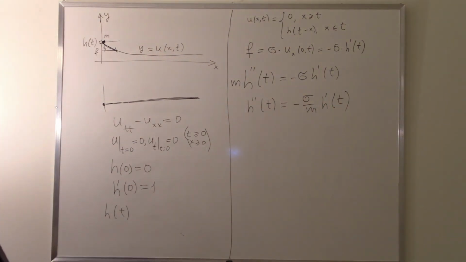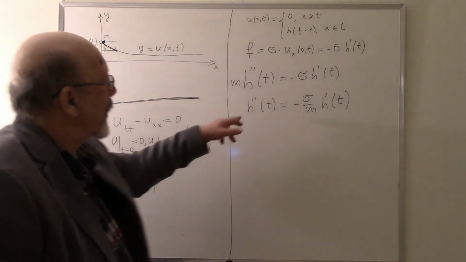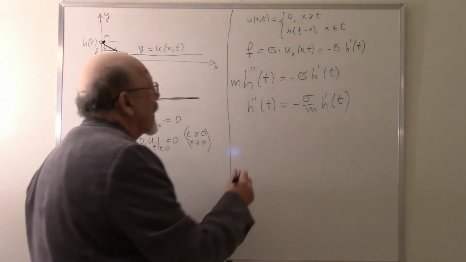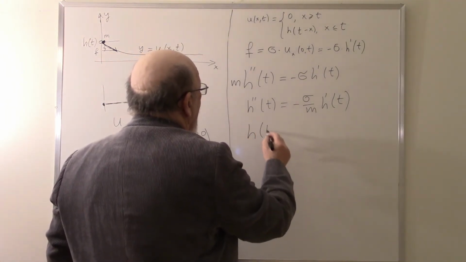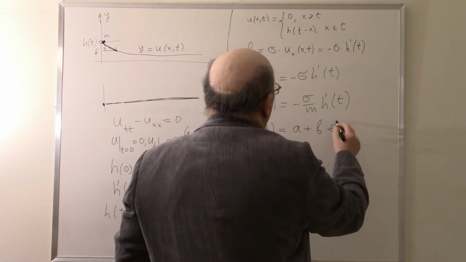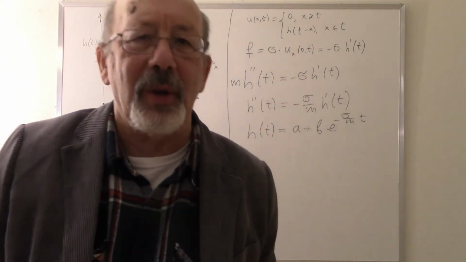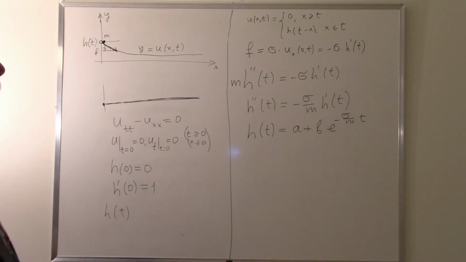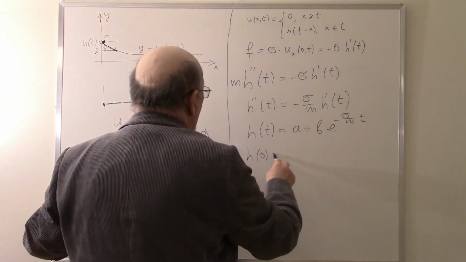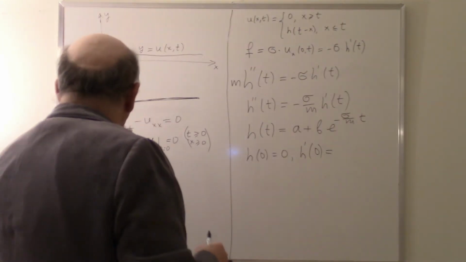So what are solutions of this equation? One solution is constant, because here we have just first and second derivatives. The other solution is an exponent. So h of t equals a plus b e to the power minus sigma over m t. Yes? If you remember the stuff from ordinary equations. And initial conditions, h of 0 equals 0, h prime of 0 equals 1.